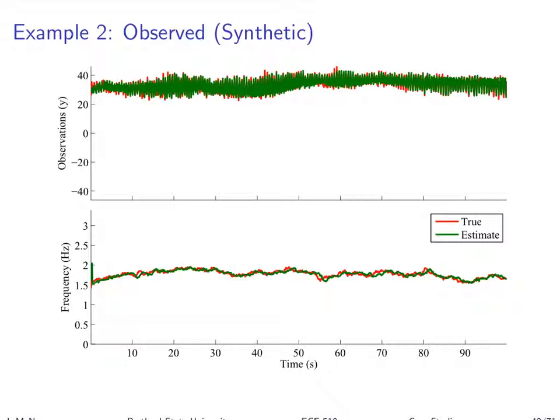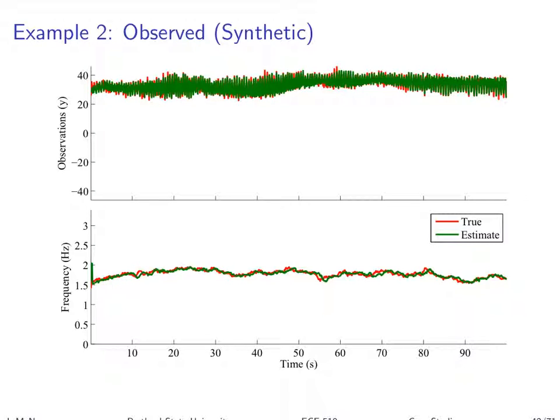This is synthetic data, and the true observations are shown in red, and the estimated, or I should say predicted, observations are shown in green. So you can see it takes a minute to lock in, but after a while, more or less visually from this level, the green signal's on top of the red, and it's tracking reasonably well.